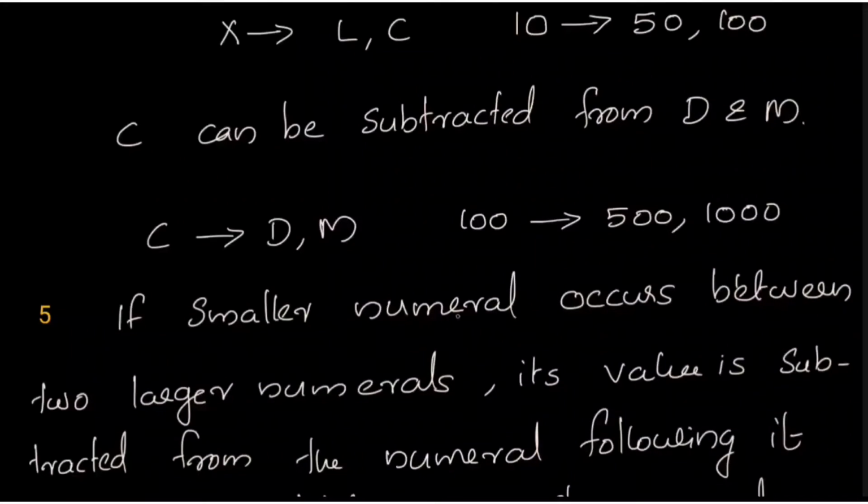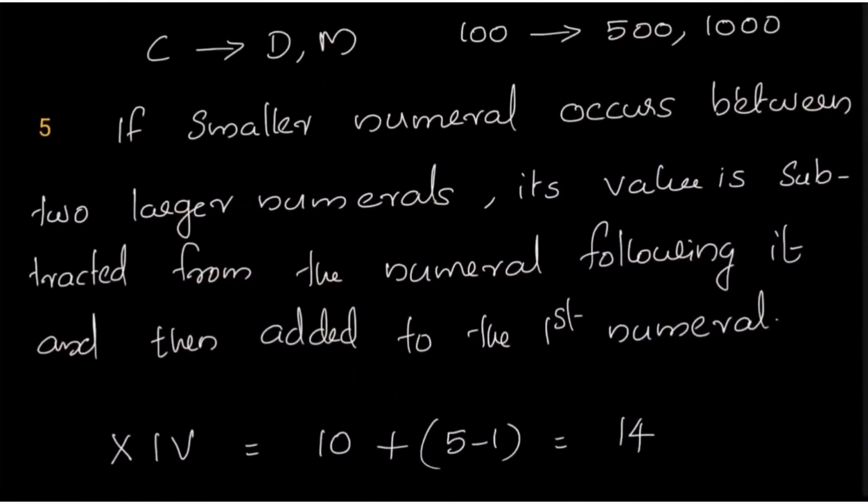This is the fifth rule. If the smaller numeral occurs between two larger numerals, its value is subtracted from the numeral that follows, that is right of the smaller one, and then added to the left. If X is 10, V is 5, and in between there is a smaller one, I, that is 1. Here we first subtract this I from the rightmost number, that is V, then that answer should be added to this X.